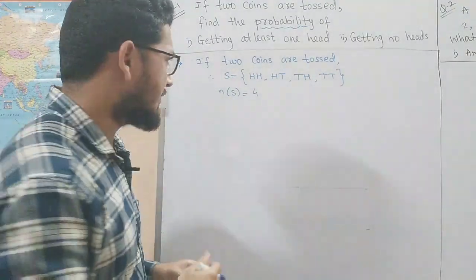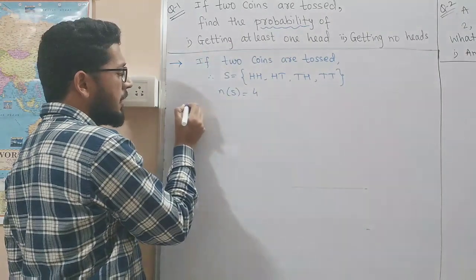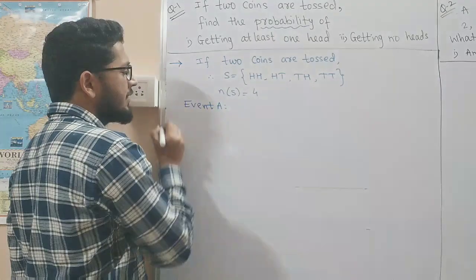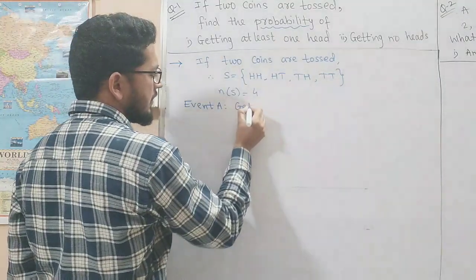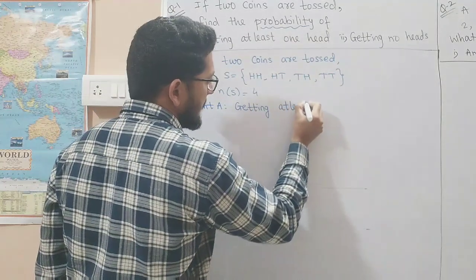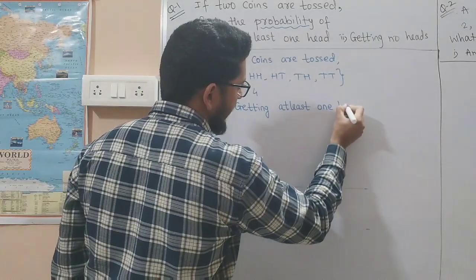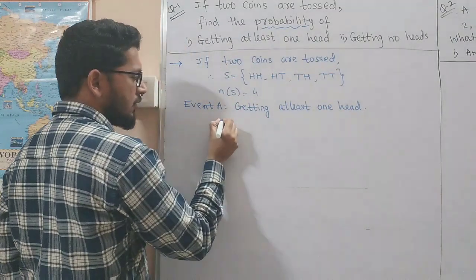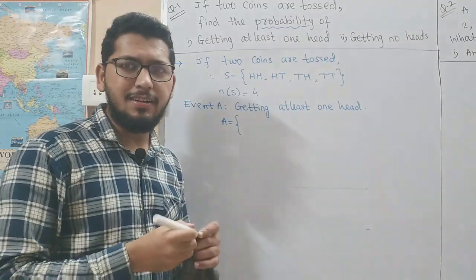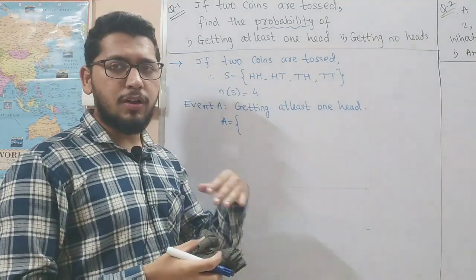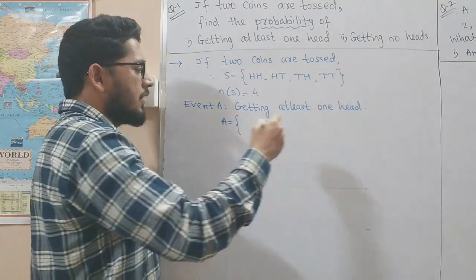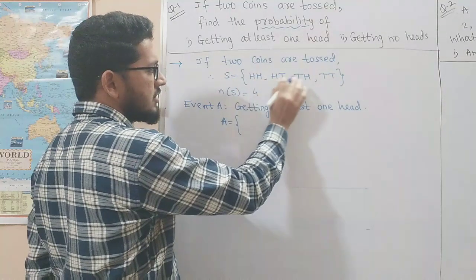Now we'll have to write the events. So we'll write for the first event. Here we'll write event A. So what is given here? Getting at least one head. If I am getting at least one head, तो A का event में क्या आएगा वैल्यू? Getting at least. अब मैंने तुमको लास्ट एग्जाम्पल में बताया था at least means more. At least one मतलब one and more than one. Okay. So one head चाहिए और more than one head चाहिए. So what will be the sample points? So HH, HT and TH.